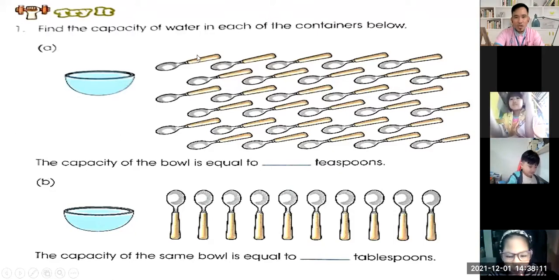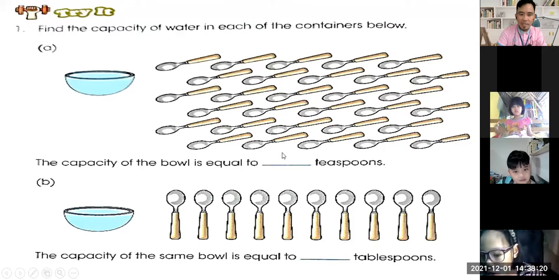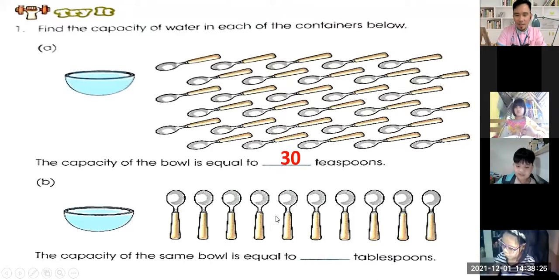Find the capacity of water in each container. This one, you count 1, 2, 3, 4, 5. This one is 5 times 6, which is 30. How about here? Using a tablespoon.